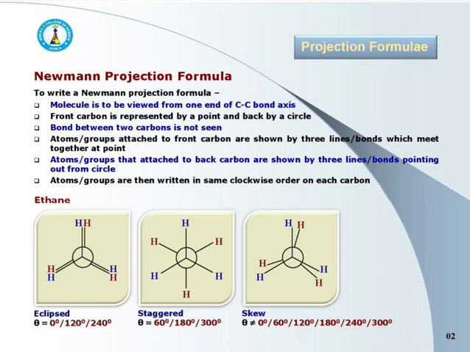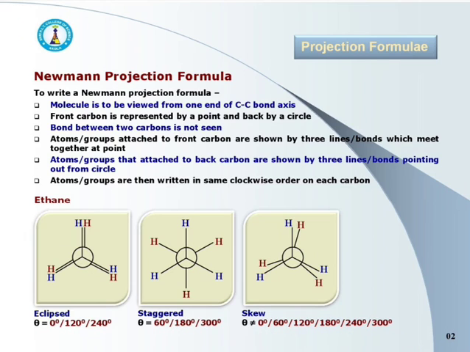Second, the front carbon is represented by a point and the back carbon by a circle. As we are viewing the molecule from one side of the carbon-carbon bond axis, the bond between the two carbons is not seen.